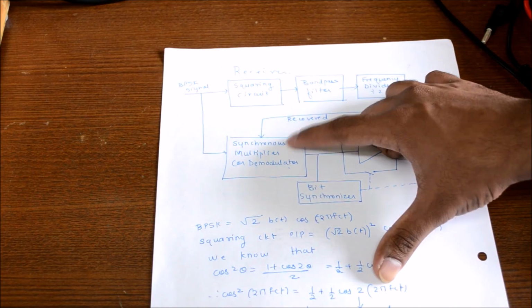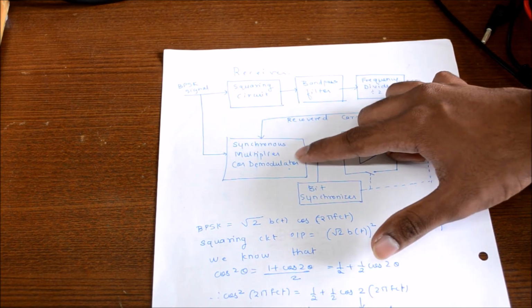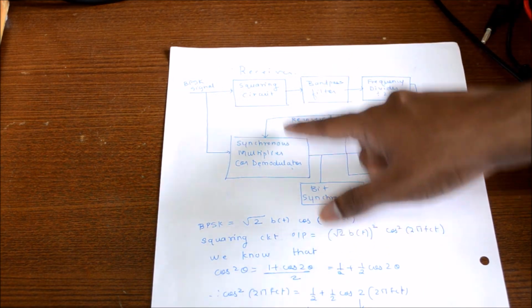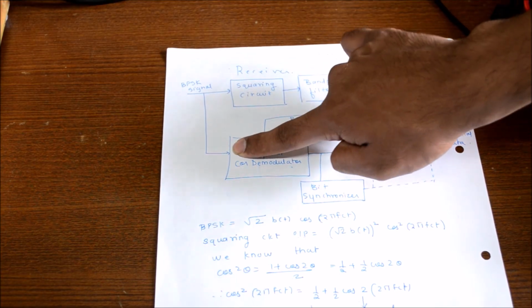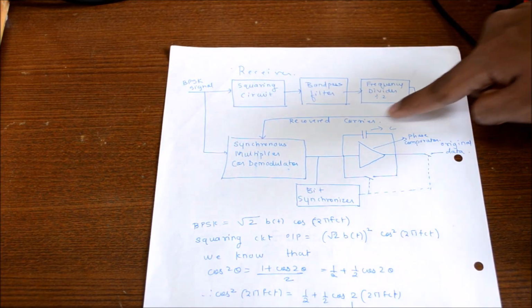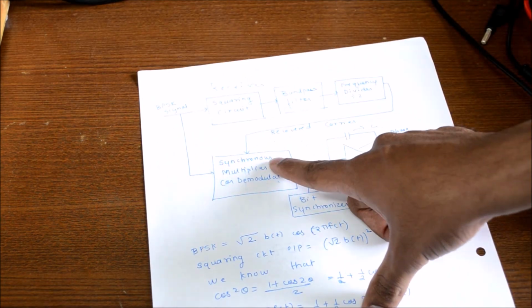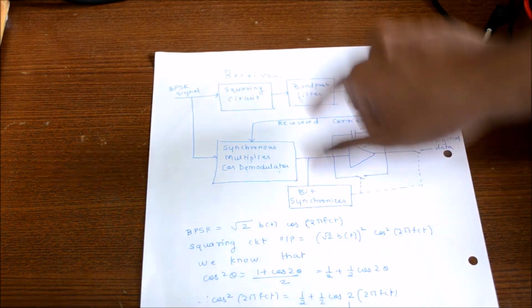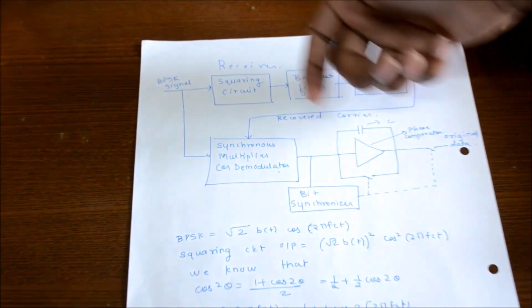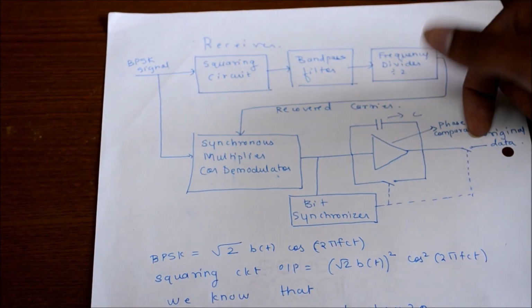Here we have a synchronous multiplier, which is also called a synchronous demodulator. It has two inputs. One is the BPSK signal and second is the recovered carrier obtained from this unit. The synchronous multiplier multiplies the carrier signal with the BPSK signal to obtain the digital signal here.